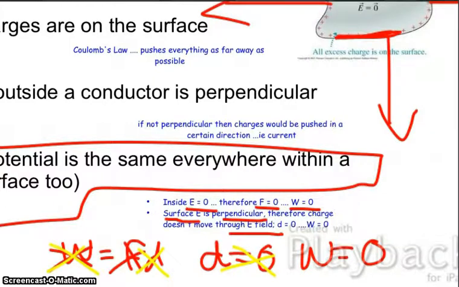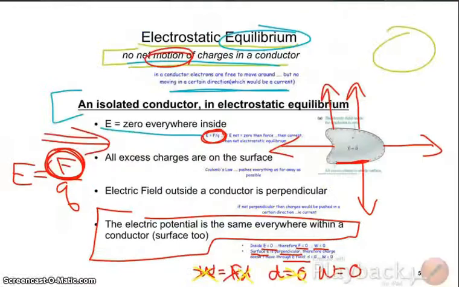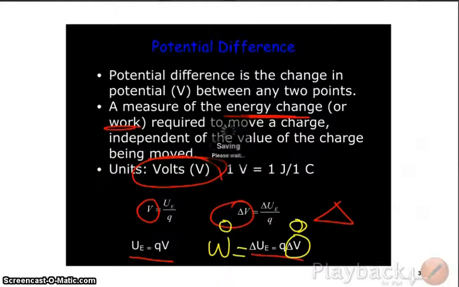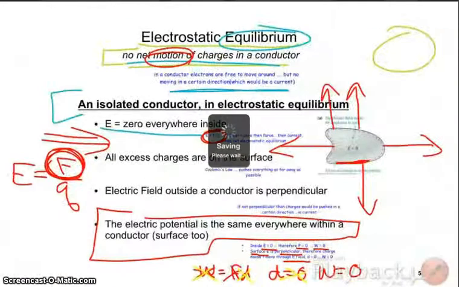Electric potential is related to work. So if your work is 0, then your electric potential will be the same, because back here we have change in energy equals work. So your potential difference, your change in potential, is, if your work is 0, then your change in potential is 0. Okay? Go back to look there.